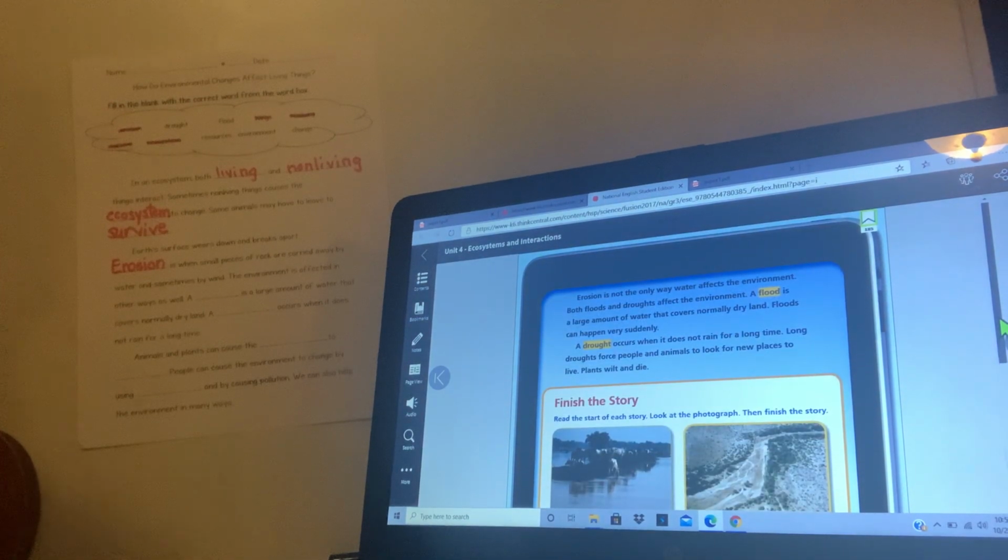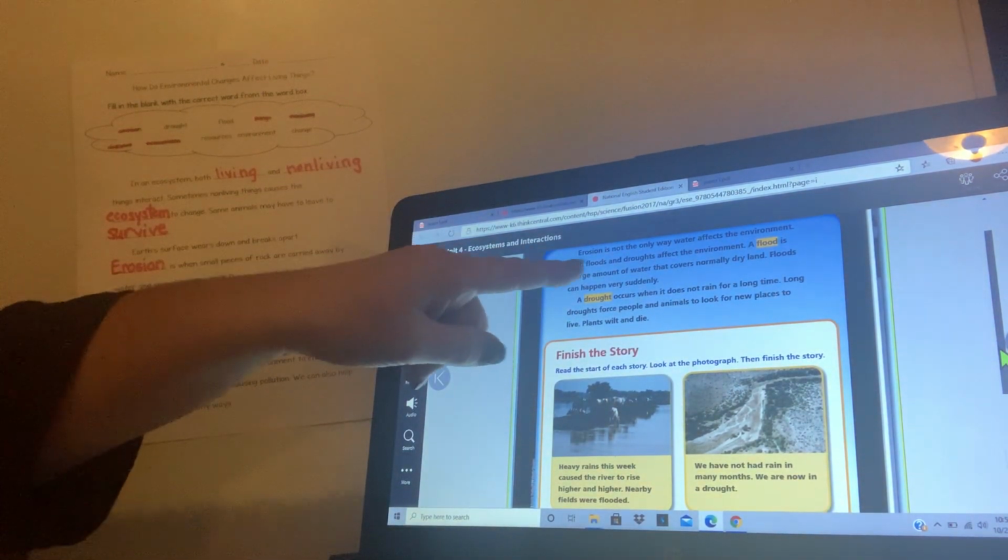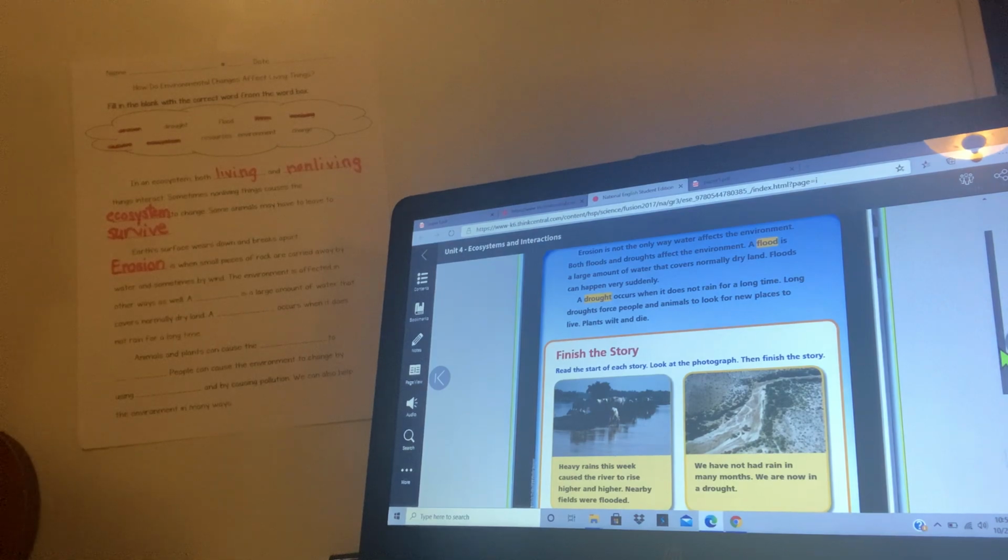Let's go to this page. Here we go. I see two highlighted words on this page, but I'm going to read this up here that is before the highlighted words. It says, erosion is not the only way water affects the environment. Both floods and droughts affect the environment.